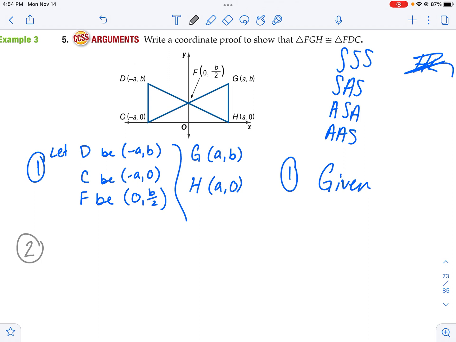Now, I want to prove that these triangles are congruent. I could do side, side, side. I could do side, angle, side. I could do angle, side, angle. I could do angle, angle, side. I know, first of all, that those two angles should be congruent. So I would say angle DFC is congruent to angle GFH, because those are vertical angles. So at least I got that down.